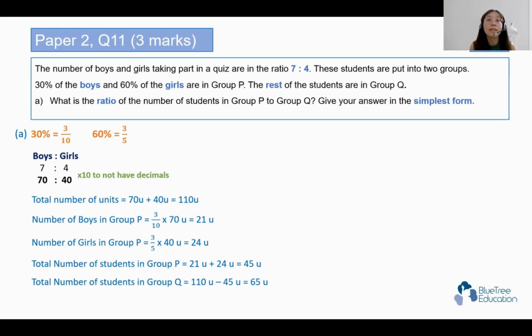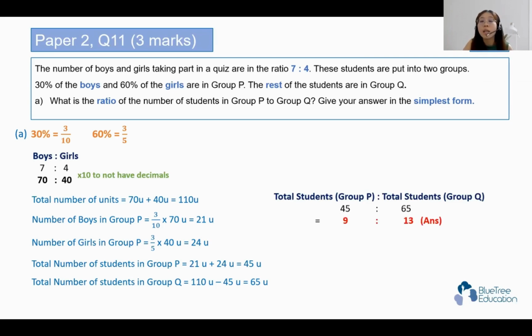But this is not your final answer because they want it in terms of ratio. So be careful when you're writing down ratio. Always write the title down first, the header, which is P is to Q, so you don't get it the other way around. So P is 45, Q is 65. Remember to simplify it, okay? And then you will have 9:13. Okay, so this is your part A answer.